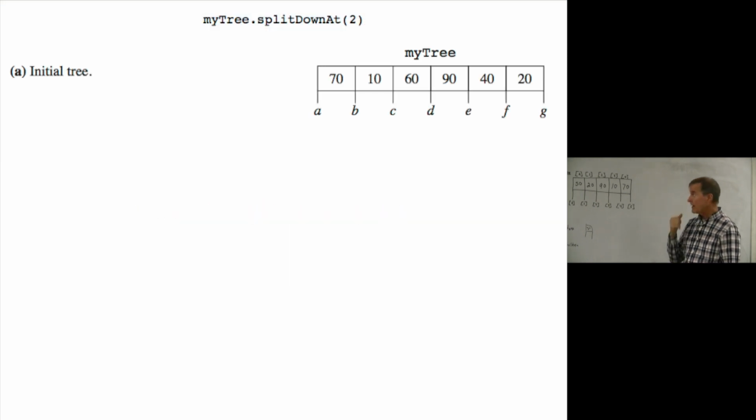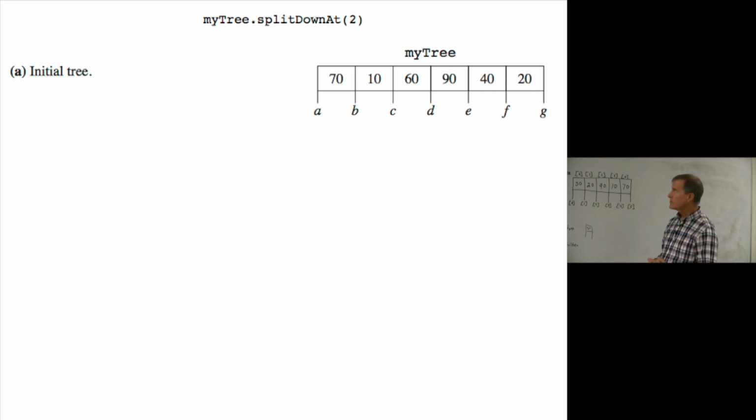Okay, now the next one is mytree.splitDown@2. Before we go on to it, let's imagine what this does. Split down at. So what is underscore data sub 2? Which one is that? 10? I don't think so. 60. I think it's 60, isn't it? No, you're right, it's the 60.